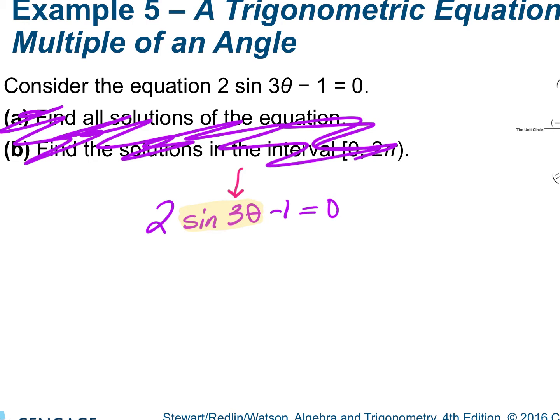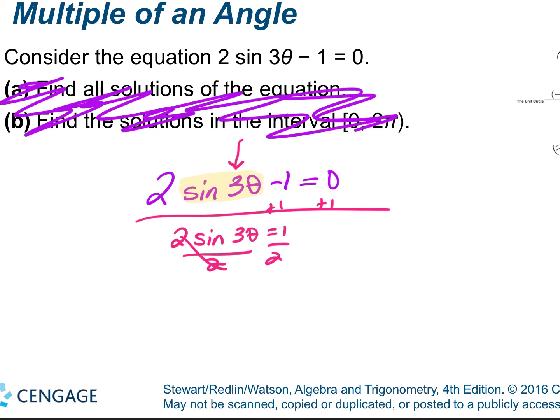What would I do with the -1 and the 2? Add 1, right? 2 times the sine of 3 theta equals 1, and then divide by 2. Same exact steps, same rules, same everything. I cannot take away that 3. I can't do anything with it because it's stuck inside that trig function.